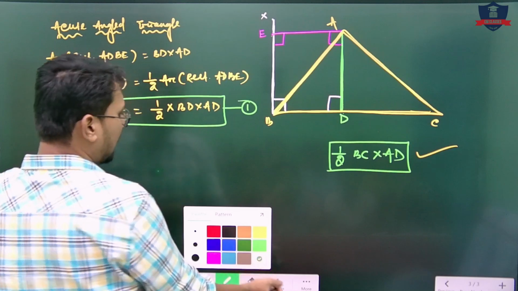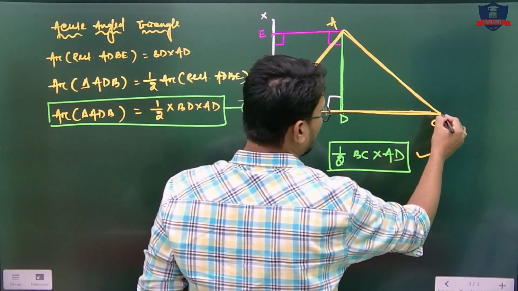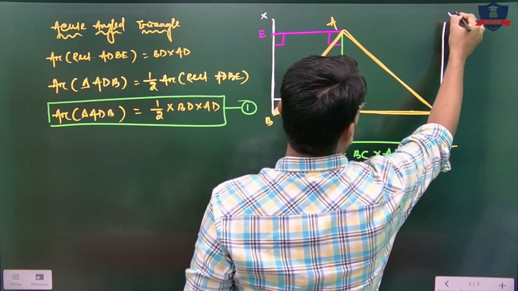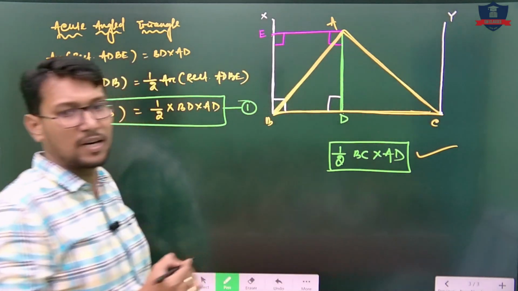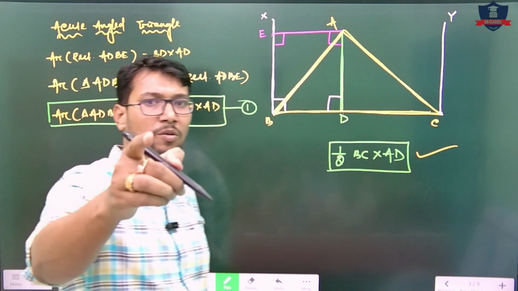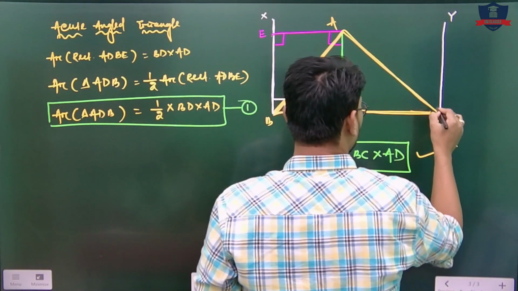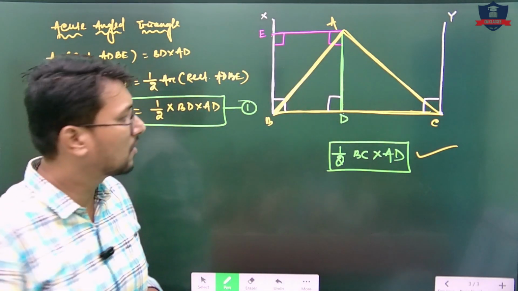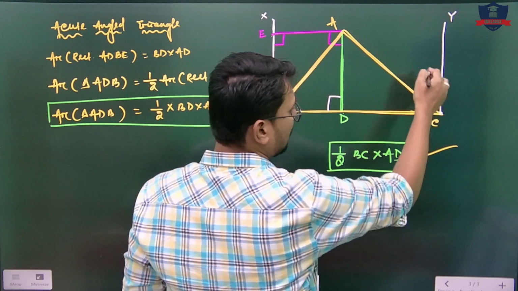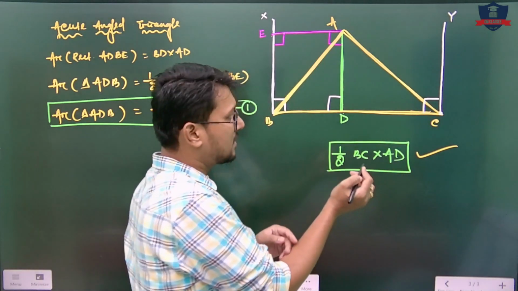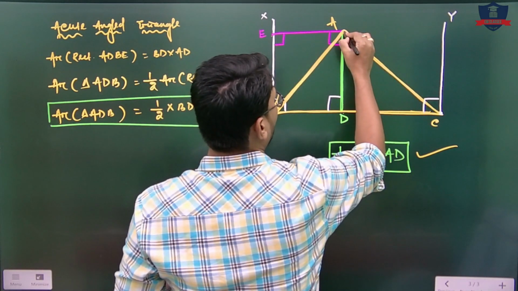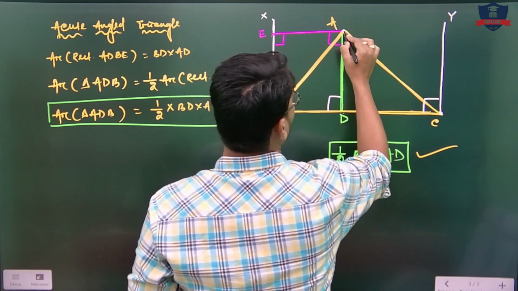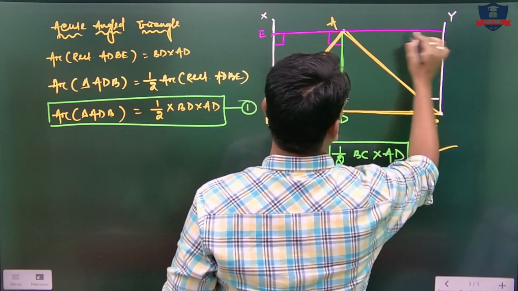Similarly, we can draw a perpendicular at C. This is CY. CY is a perpendicular I have drawn. Clear? So I have drawn CY perpendicular to which one? BC. Similarly, from A, I can draw another perpendicular to CY.